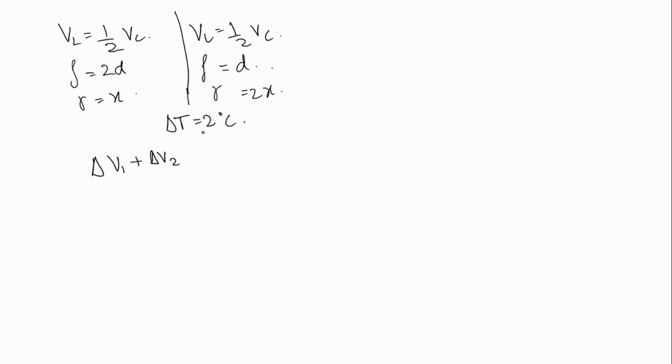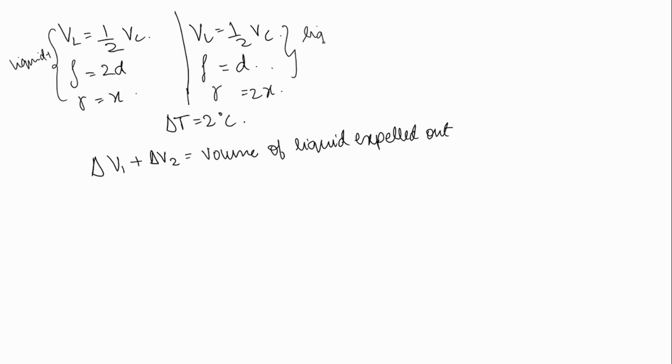We need to find the mass of liquid expelled out. Delta V1 plus delta V2 is the volume of liquid expelled out. Delta V1 is the change in volume of liquid 1. This is the values for liquid 1. These are the values for liquid 2.